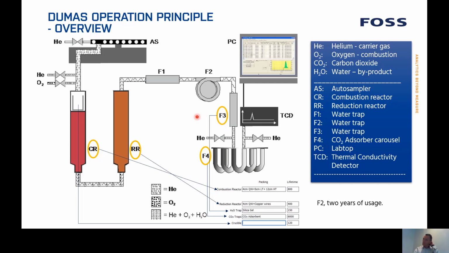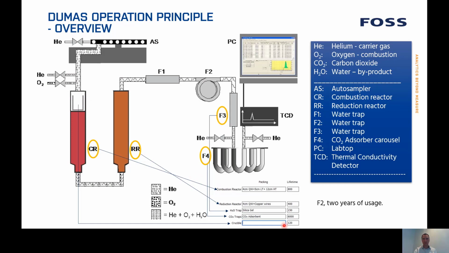And here, more overview of the instrument. Again, the reduction column, the combustion reaction and the reduction here. And in the software, there's some consumables that are needed to be replaced on a regular basis. It depends on the usage. And in this, you have the lifetime. This is the factory default lifetime. But of course, it depends on the usage, what type of sample is running and how much sample amount is put into the crucible.